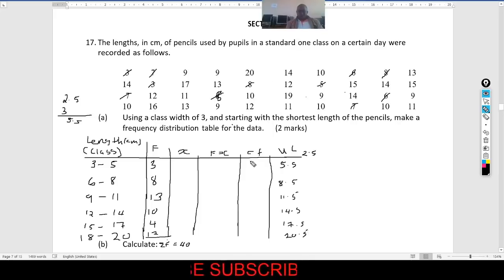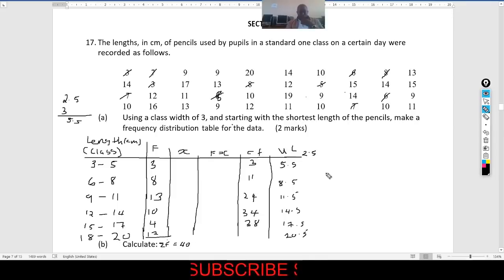Cumulative frequency, you start with 3. 3 plus 8, you get 11. 11 plus 13, you get 24. 24 plus 10, you get 34. 34 plus 3, you get 37.